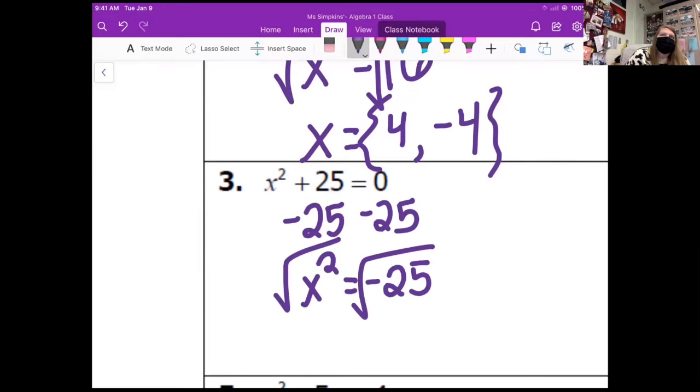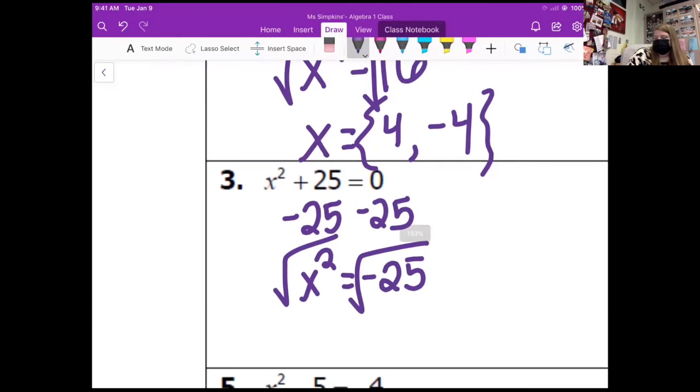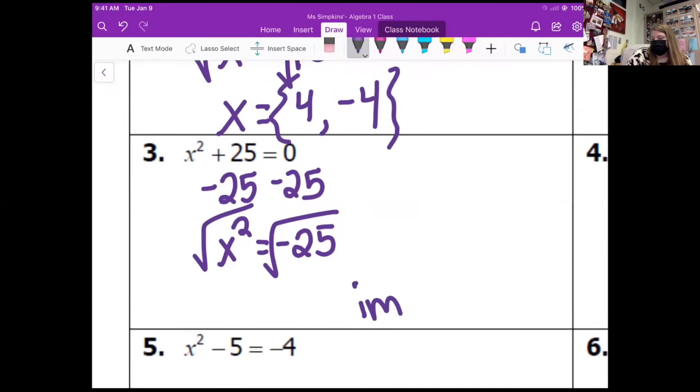What times itself equals negative 25? Nothing. Technically, there's a something. You just don't know the something. So you don't know how to do this problem. I hesitate to say no solution because there is a solution, but you won't learn it for about 2 years. So how you would label this solution is it is imaginary.